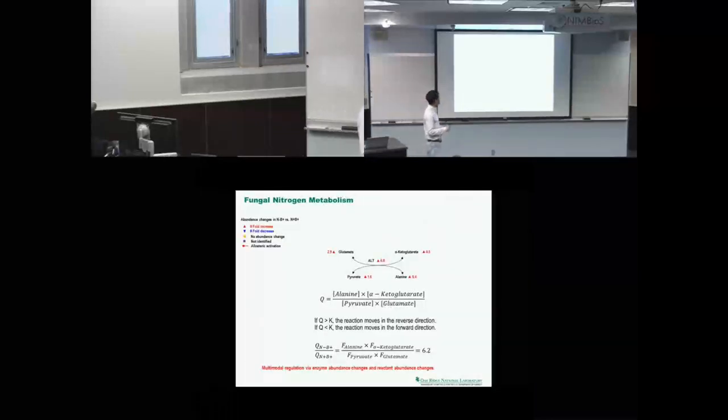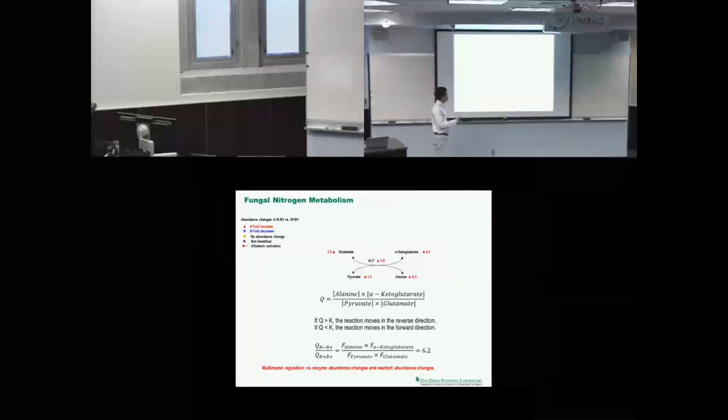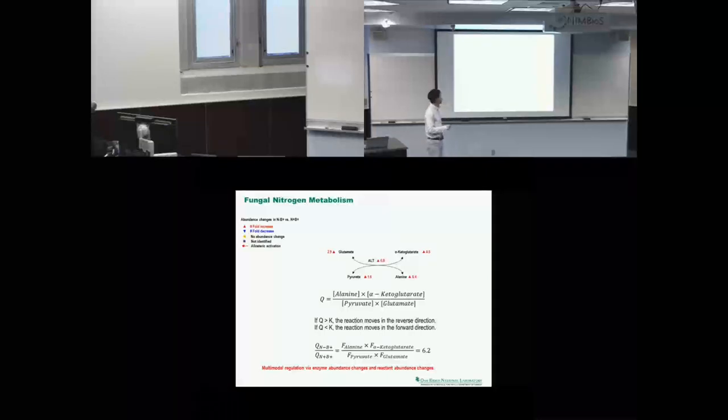So this is one simple reaction. Here, we show the fold change of the nitrogen-poor condition relative to the control, which is nitrogen rich. And we have the enzyme abundance change by proteomics. This converts alanine to glutamate, so the nitrogen goes from here to here. This enzyme abundance increased by sixfold. That means you can see that the flux rate of this reaction increased a lot.